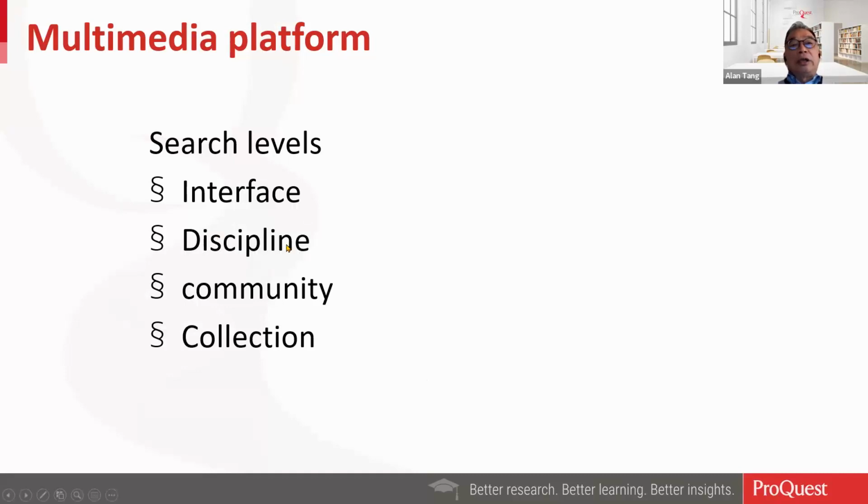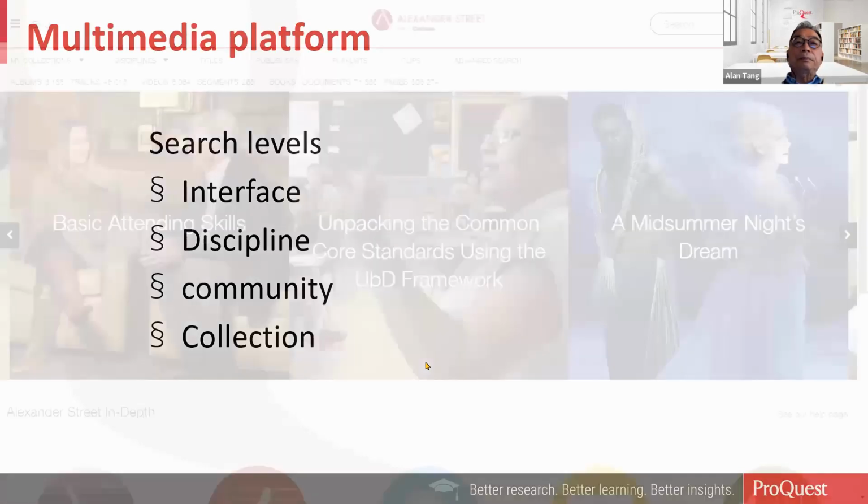If you are searching on a discipline level, that means you are searching a specific discipline, regardless of which collection. And then the community under a specific discipline, and then a collection. Actually, each one is more specific than the last. That means collection is more specific than community, community is more specific than discipline, and discipline is more specific than interface.